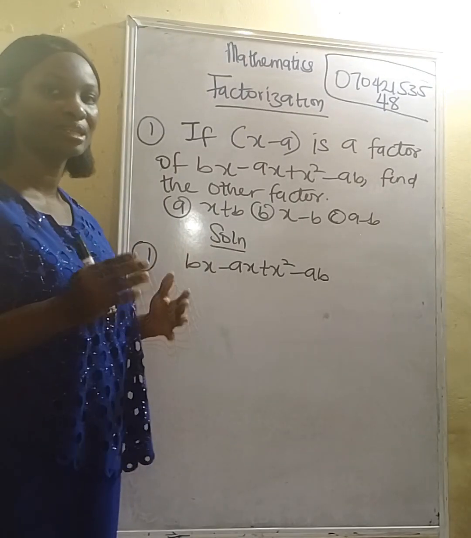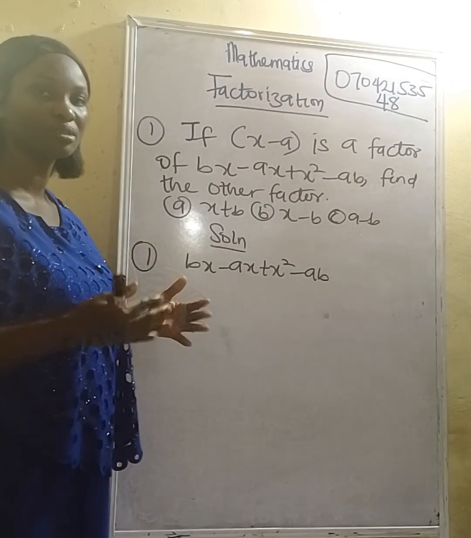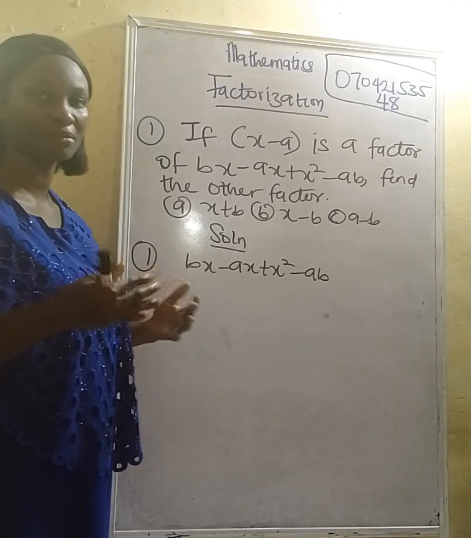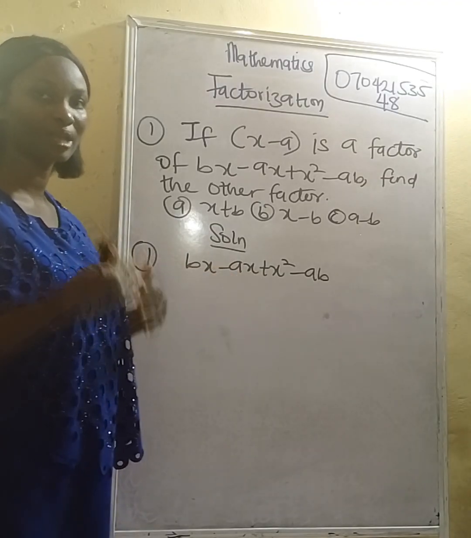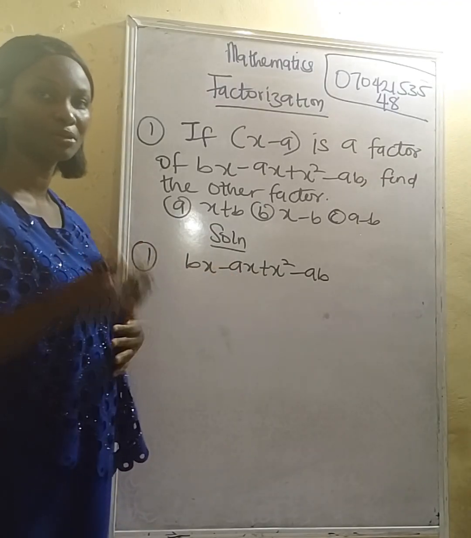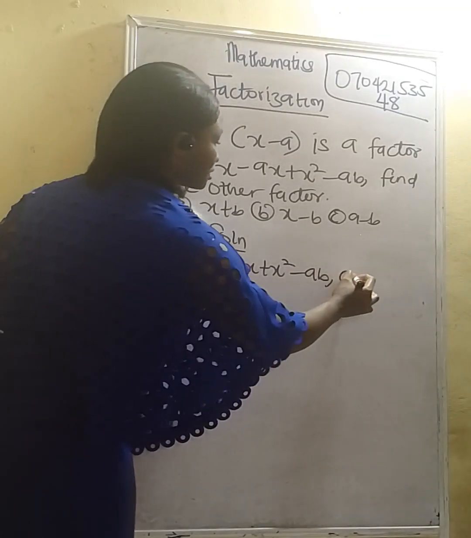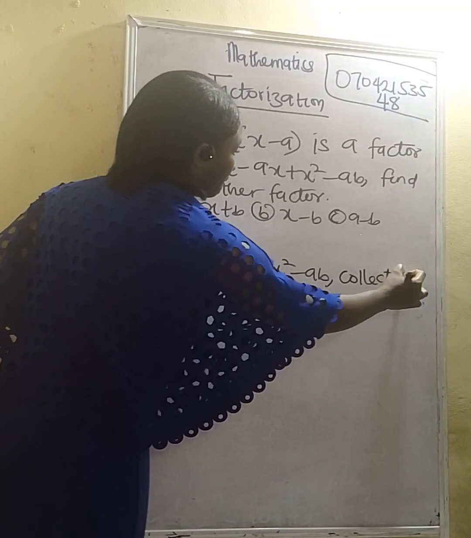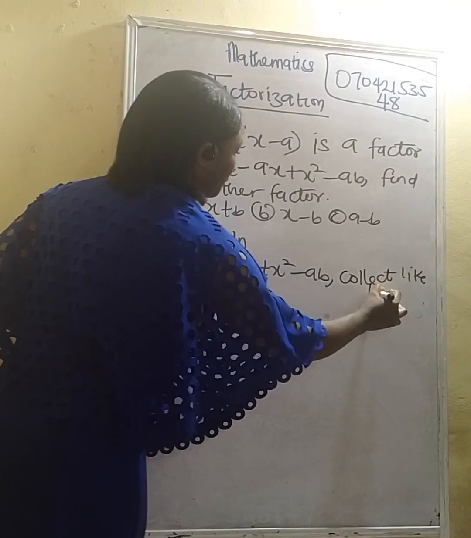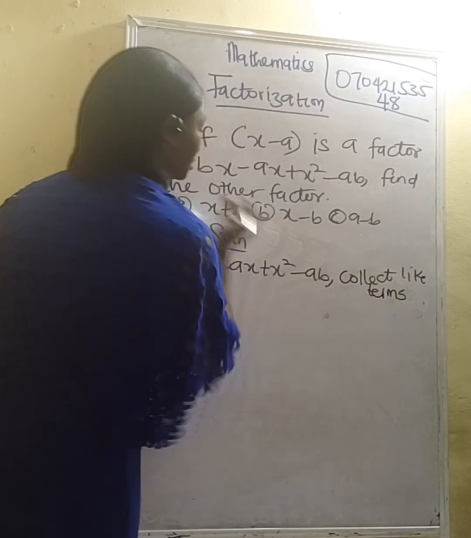What are we going to do? We are going to collect like terms. We are going to bring similar alphabets together. That's what like terms is: similar alphabets or similar numbers, we bring them together. So let's write out: collect like terms.